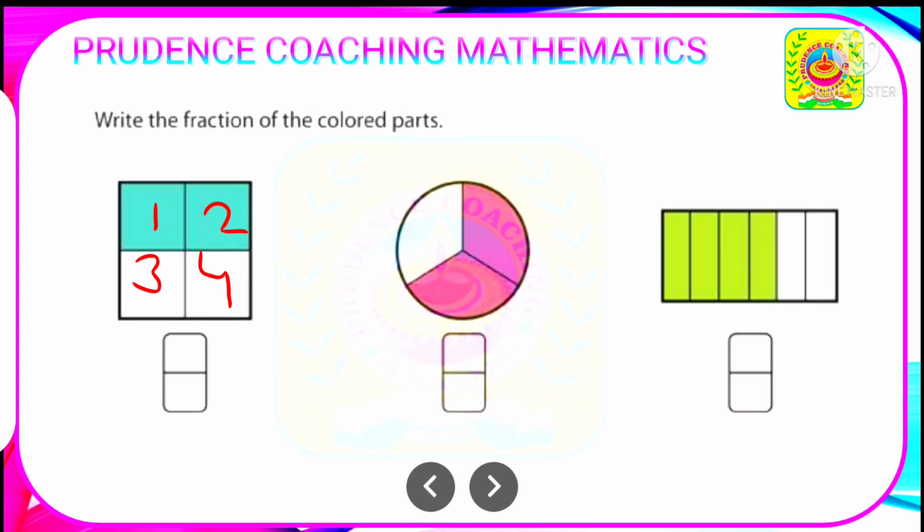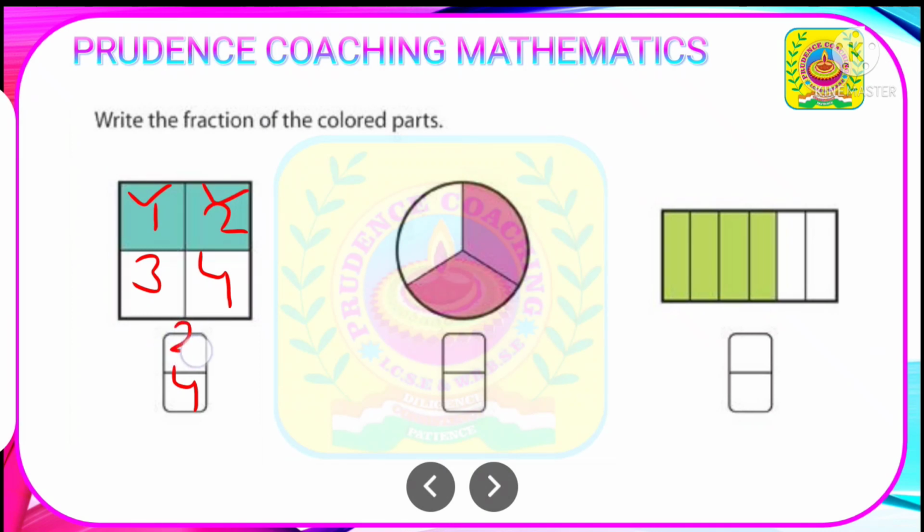So total how many parts are there? 4. That will be written in the denominator. Now you need to find out the fraction of colored parts. So here how many parts are colored? 1 and this one is 2. So 2 parts. You write 2 in the numerator. So your required fraction is 2 by 4. So your answer will be 2 by 4 here.